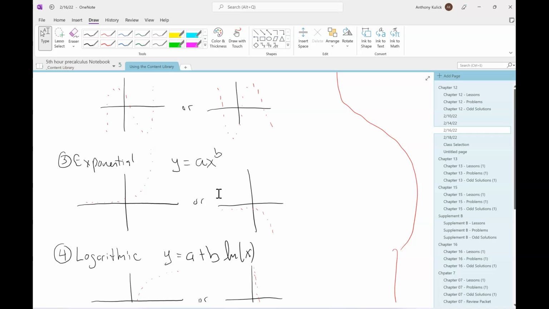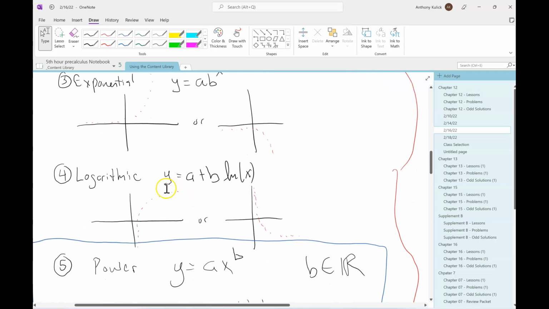Oops. Oh, I wrote that wrong. So our exponential would look like a times b to the x. And what our scatter plot there should look like is kind of flat and then getting very vertical. And then our last one is logarithmic, which starts very vertical and then kind of starts flattening out.